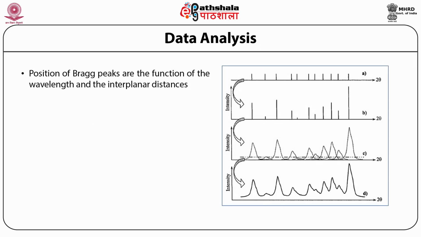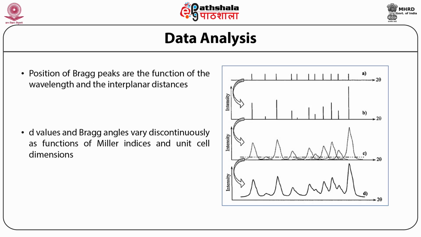Position of Bragg peaks are the function of wavelength and the interplanar distances, that is the d-spacing. D-values and Bragg angles vary discontinuously as the function of Miller indices and the unit cell dimensions. Figure A shows the discontinuous distribution of Bragg angles using short vertical bars of equal length. That is, only Bragg peak positions are represented by the vertical bars of equal length.